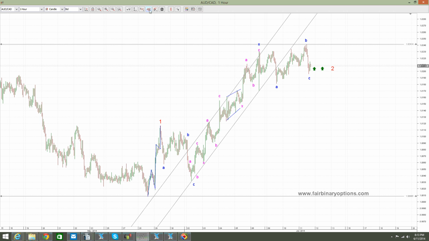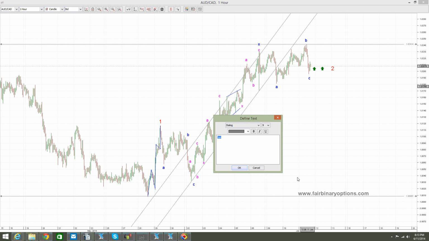So let's write on the screen that we are buying call options with an end of week expiration date, the end of week expiration date being, of course, Friday by the time the US markets close.